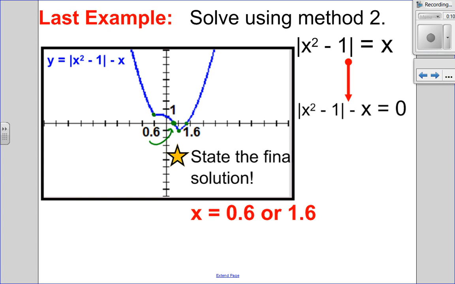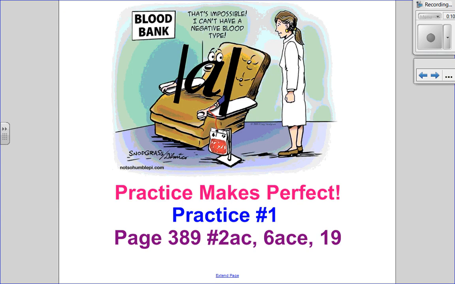So absolute value, again, to solve this, you can use method number 1 or method number 2. Absolute value, remember, is always positive. So if it were to ever donate blood, it would be impossible to have a negative blood type. It would have to be a positive.